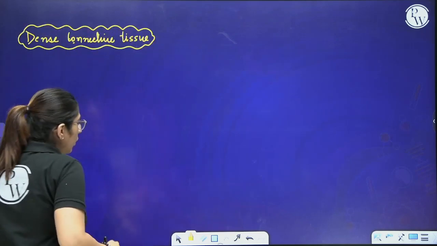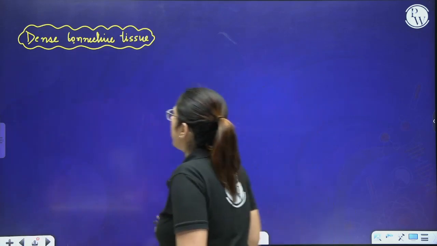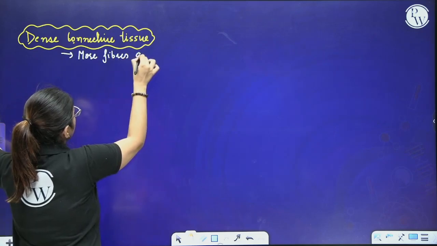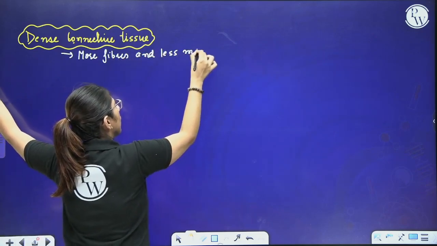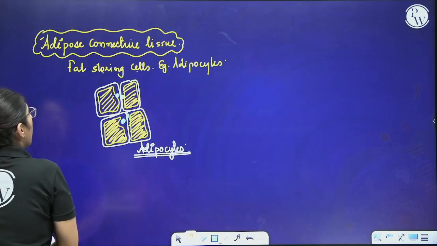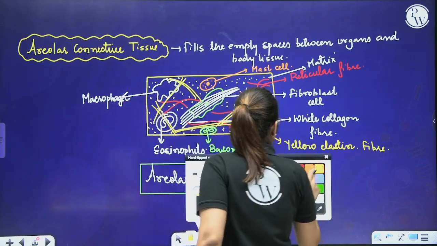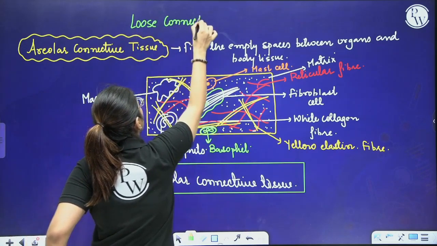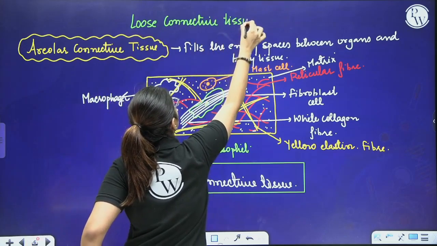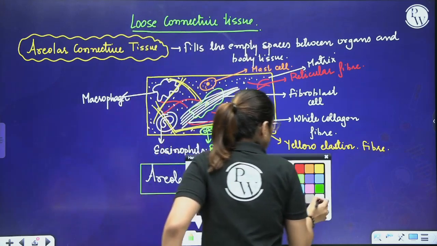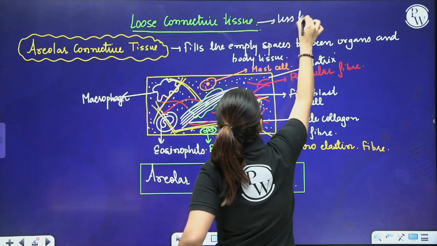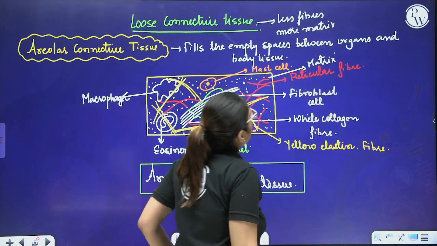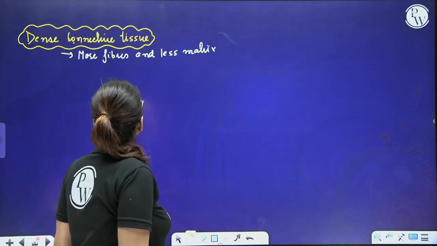So in the dense connective tissue, you will find more fibers are present, and less matrix, clear? Whereas when we talk about areolar connective tissue, because areolar connective tissue is an example of a loose connective tissue, this loose connective tissue has less fibers, it has more matrix. This is how you can remember. It has less fibers and more matrix. This is done. Let's talk about the dense connective tissue.